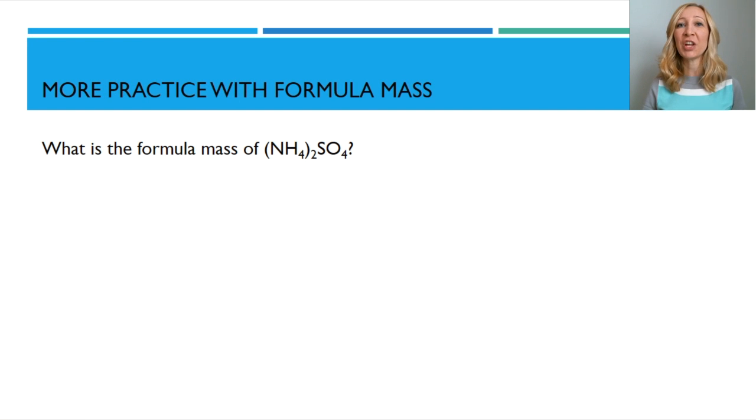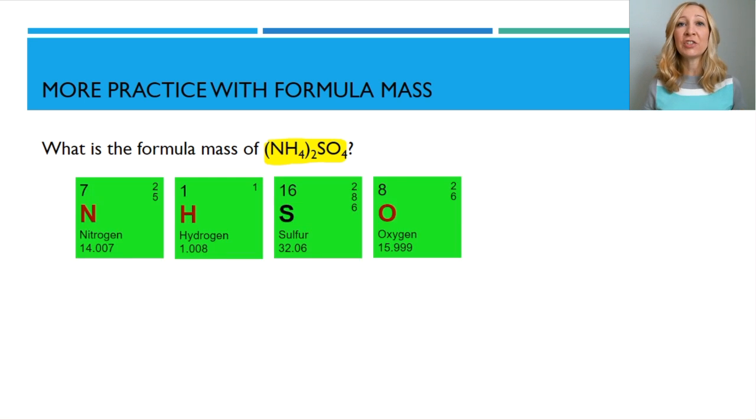This one's a little bit more challenging because it contains some parentheses and a lot of different types of atoms. So what is the formula mass of ammonium sulfate? So we have some nitrogen, some hydrogen, some sulfur, and some oxygen. So we need to figure out how many atoms of each element we have and how heavy those atoms are. So let's start with our nitrogen. Now in that parentheses we have NH4, but there are 2 NH4s, which gives us 2 nitrogens.